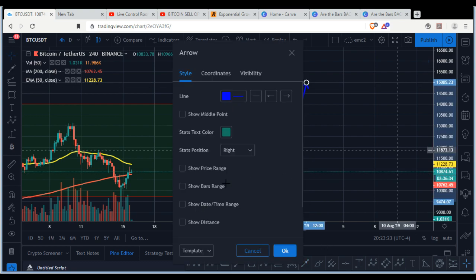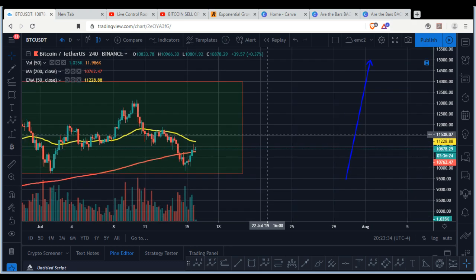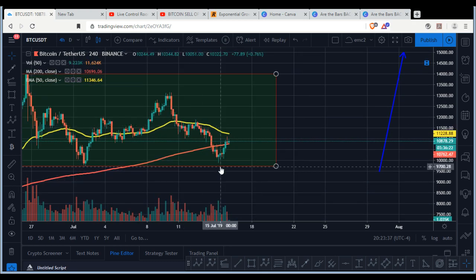Most people are going to be FOMOing. Even though I called 10K, most people didn't buy at 10K, because yesterday everybody was panicking. They didn't buy at 10K, they didn't buy at 9,800. They're going to be buying at 11. It's going to drop back down to that area again.